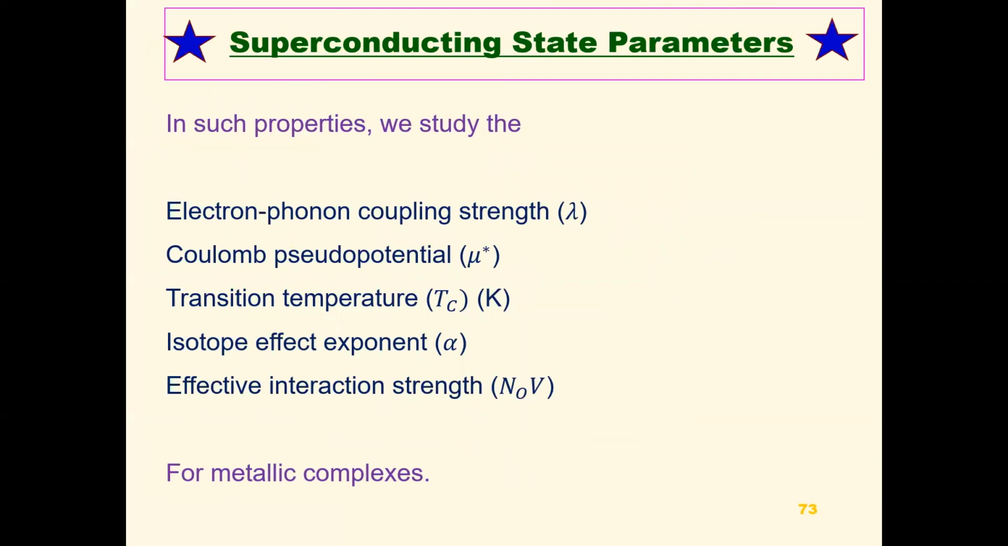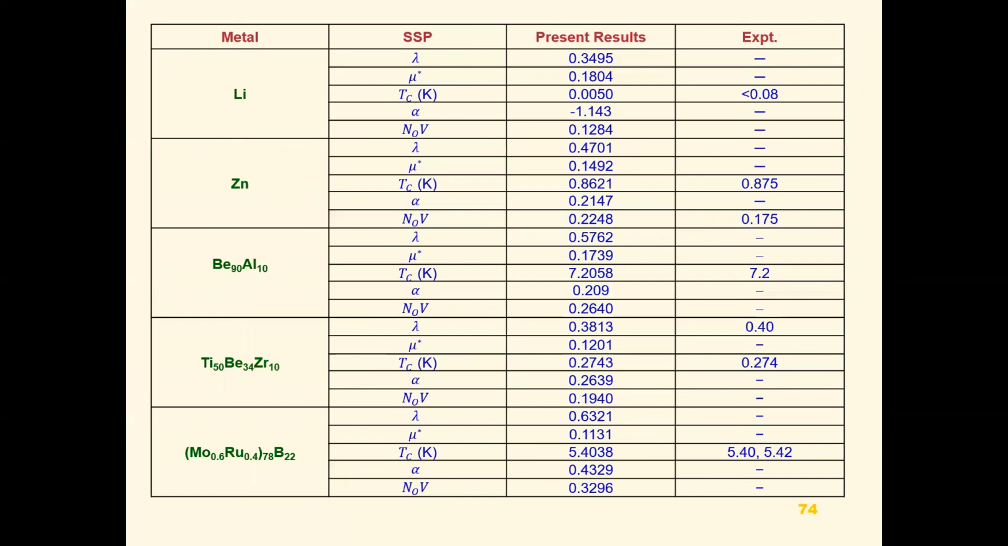Now the next one is the superconducting state parameters. Here we study the electron-phonon coupling strength, Coulomb potential, Coulomb pseudopotential, transition temperature, isotope effect exponent, effective interaction strength, etc. These are some of the results of the superconducting state parameters of the different elements in the form of metal alloys as well as bulk metallic glasses. You can see that all the parameters are comparable with the available experimental data.